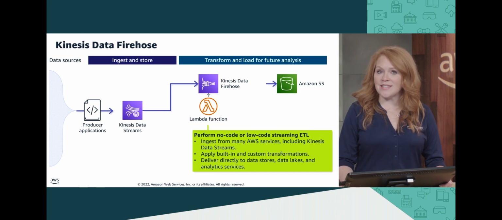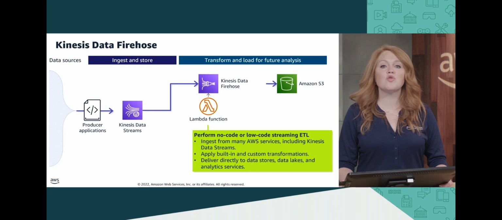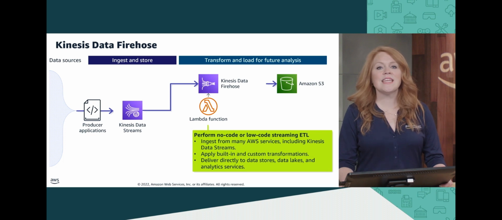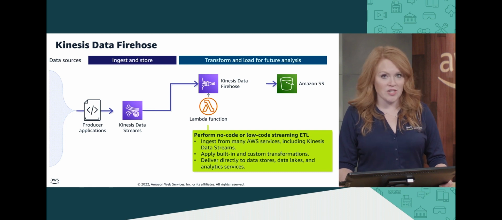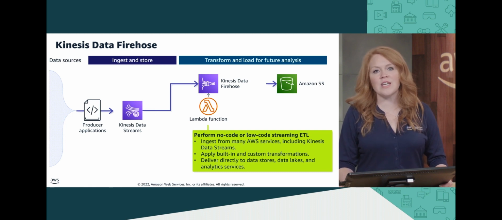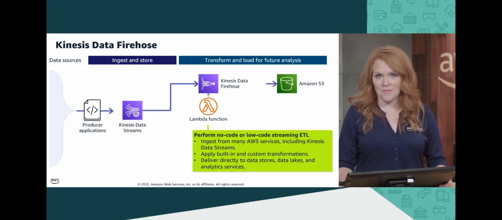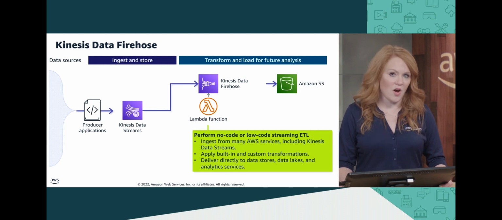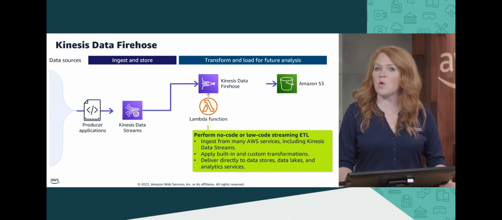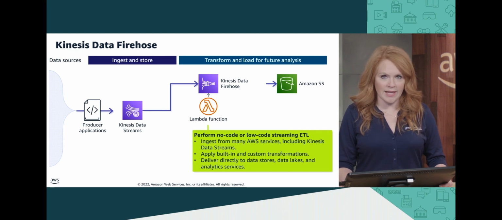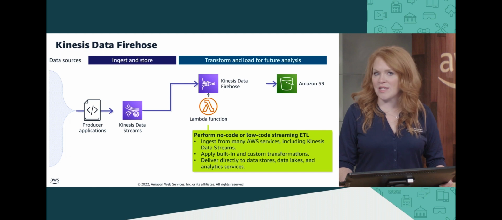Kinesis Data Firehose is designed to ingest and deliver streaming data directly to data lakes on Amazon S3, as well as data stores and analytics services such as Amazon Redshift and Amazon OpenSearch Service. Kinesis Data Firehose also has the ability to run built-in transformations or custom transformations that you create by using a Lambda function that runs on the streaming data before it's delivered to the specified location. A common use case for Kinesis Data Firehose is to convert data into the format that is required for analysis and stream it to your data lake without needing to build any other pipeline components.